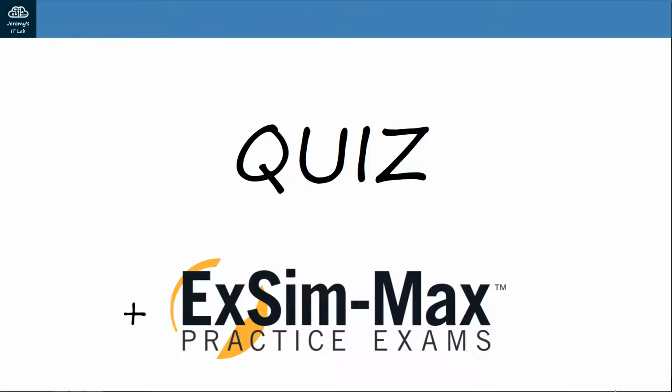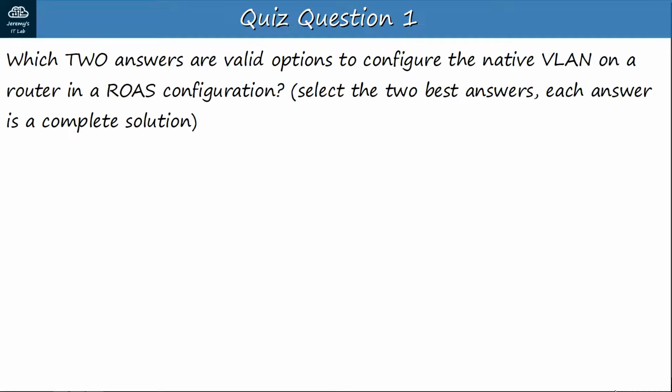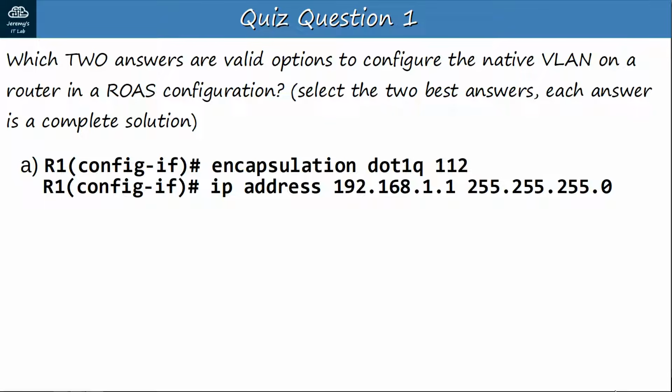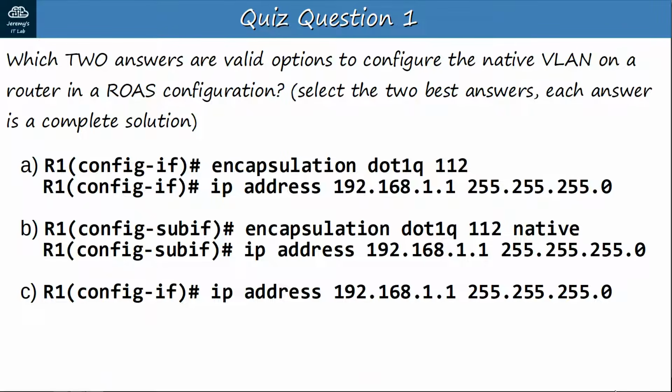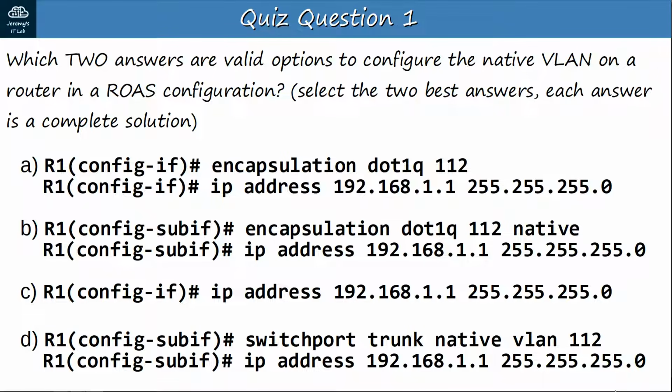Let's go on to question 1 of today's quiz. Which two answers are valid options to configure the native VLAN on a router in an ROAS configuration? Select 2. Each answer is a complete solution. Instead of reading out each answer, I'll just let you take a look at each set of commands. Here we go. A, B, C, and D. Pause the video to think about your answer. And remember, there are 2 valid options, so select 2.